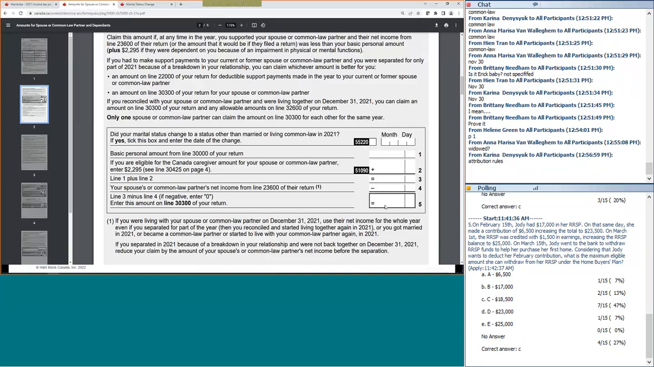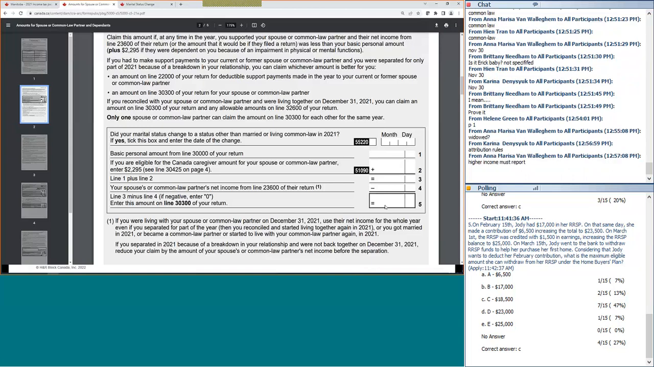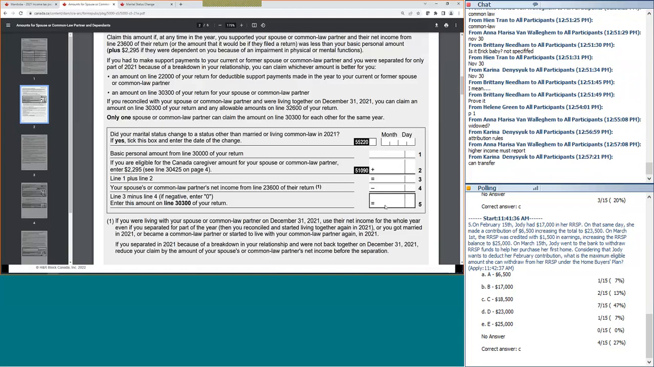Chapter 7, not attribution rules, although that is in Chapter 7 and is important. If you have a spouse and you are the higher income spouse, Marisa, not must report, but can report. You have a choice. The higher income spouse can choose to report all the dividend income if doing that would increase a spouse or common law partner amount or would create one where there wasn't one before.